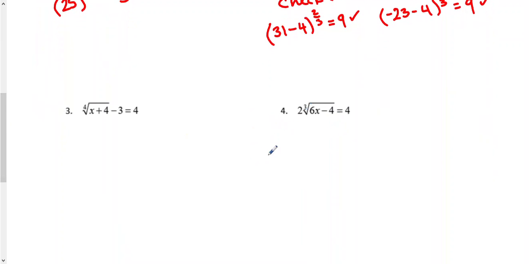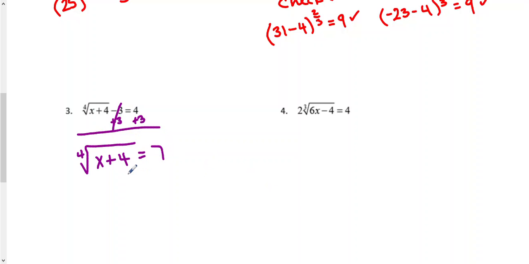Now for 3 and 4, we have our roots. So this should be a little bit of a review. We've done these before. Looking at number 3, I have the 4th root of x plus 4, minus 3 equals 4. First, I want to get that root sign by itself. So I'm going to start by adding 3. So now that leaves me with the 4th root of x plus 4 equals 7.